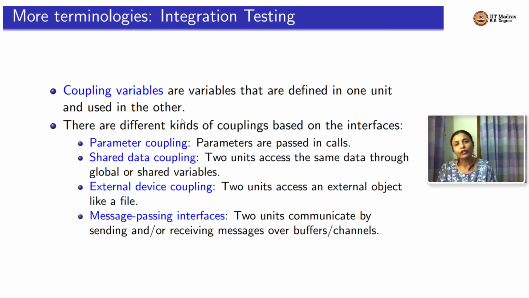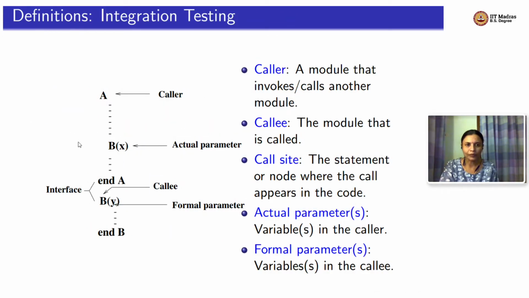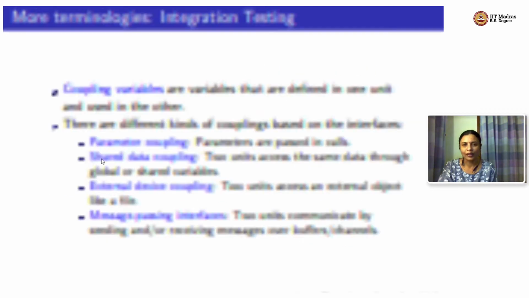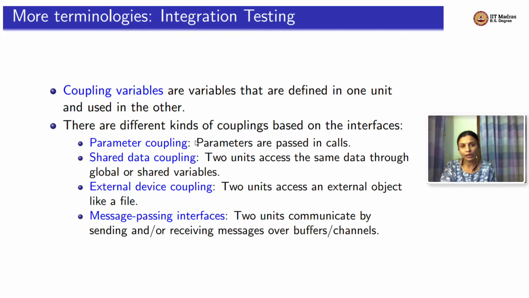Based on the kind of call interfaces, we could face several different kinds of coupling. First one is parameter coupling, like we saw here. At some point A calls B with actual parameter X, and X gets passed as Y to B, B runs and returns maybe some value to A. So parameter coupling is where formal and actual parameters are passed across in calls. What we saw was an example of parameter coupling.